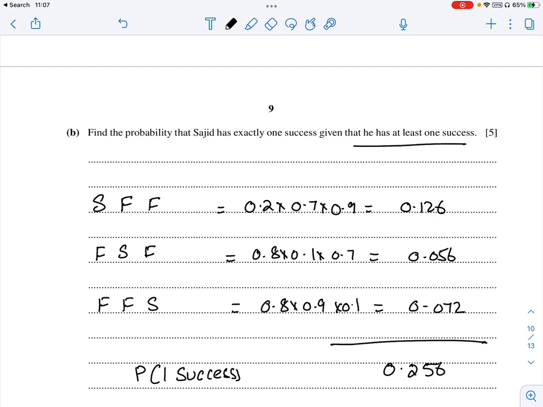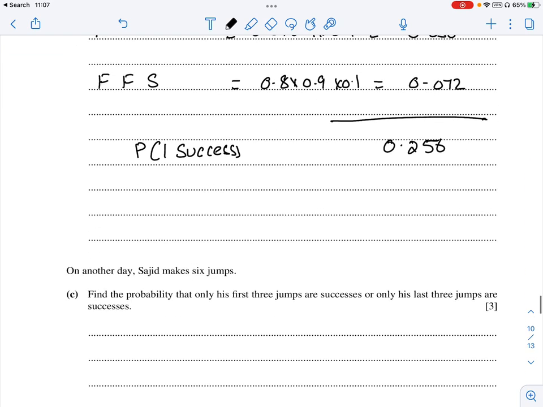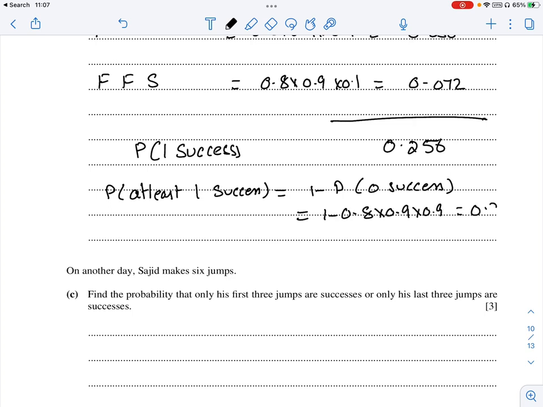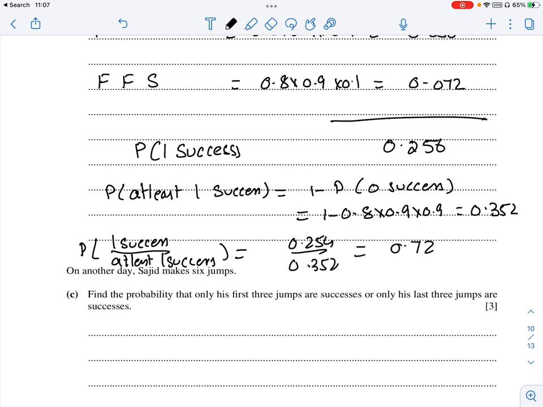Now, given that at least one success, we need the probability of at least one success. That means 1 minus probability of 0 success. So which is 1 minus 0.8 times 0.9 times 0.9, which is 0.352. So my final answer is probability of one success over at least one success, which will be 0.254 divided by 0.352, which is 0.722.